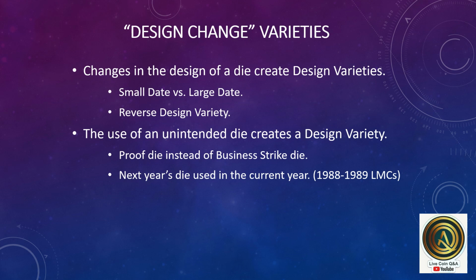Design change varieties. Changes in the design of a die create design varieties, such as small date versus large date, reverse design variety. The use of an unintended die creates a design variety, such as a proof die being used instead of a business strike die, or next year's die being used in the current year.